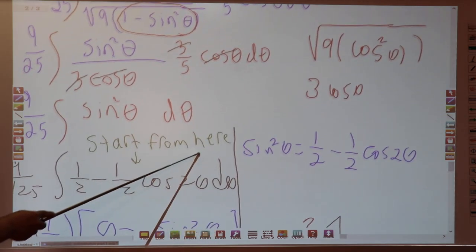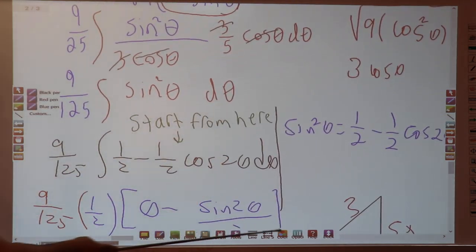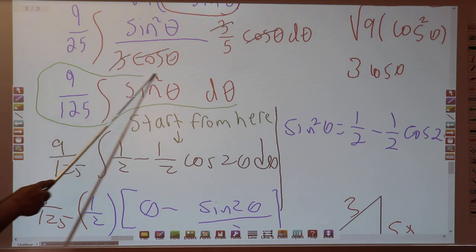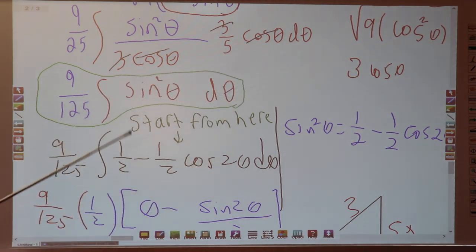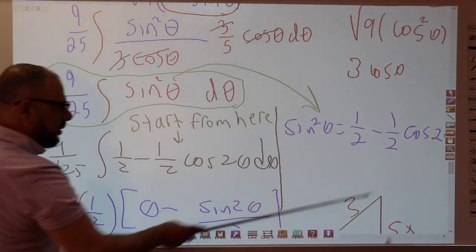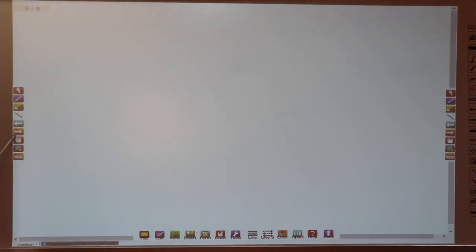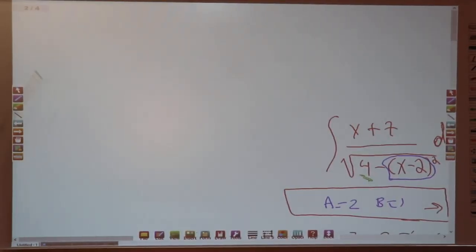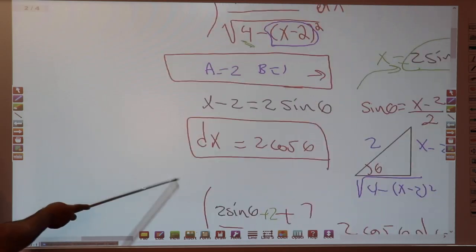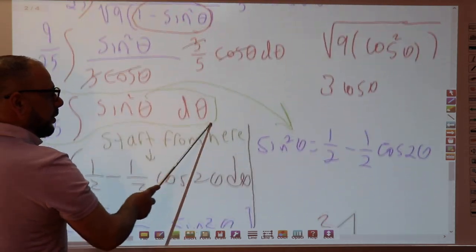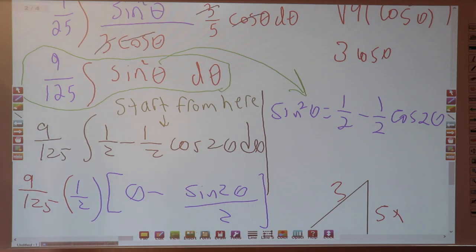Now this is my integration, the one I need to integrate. Now it comes to calculus 1 integration. The only thing you have to know is that sine squared equals half minus half cosine 2 theta.